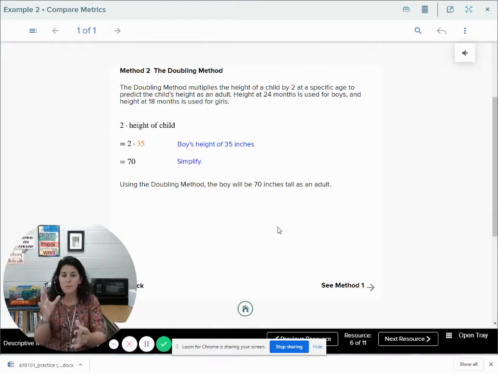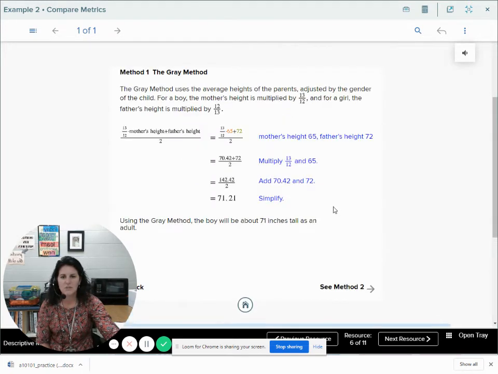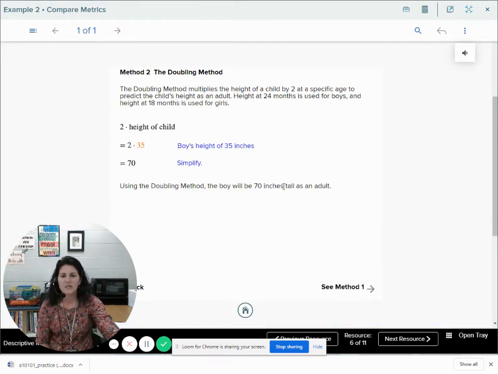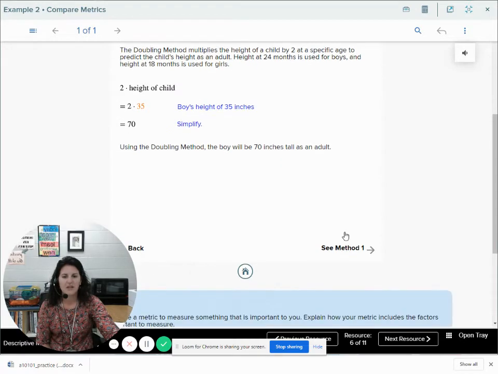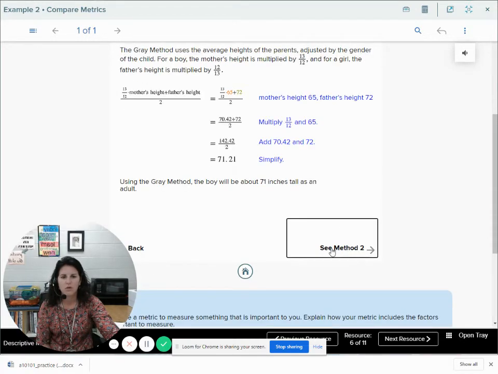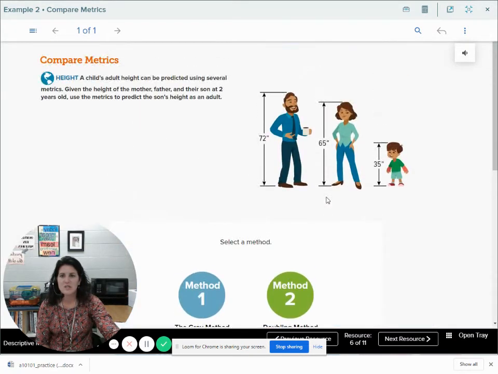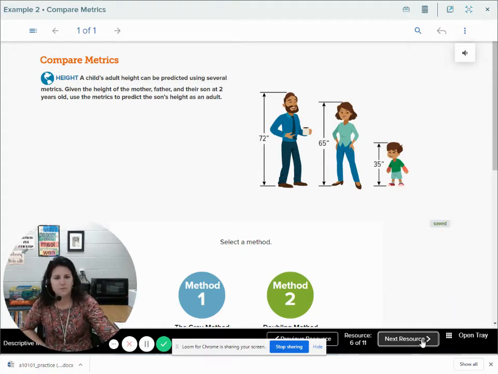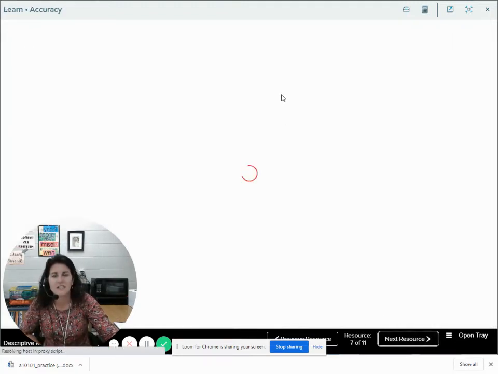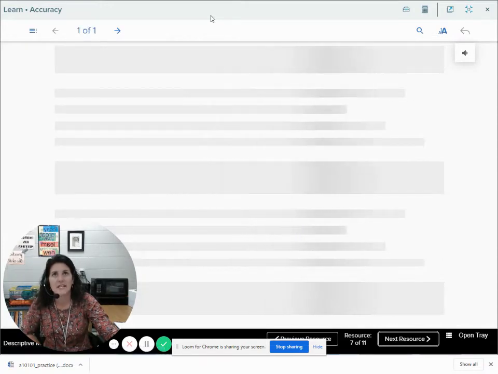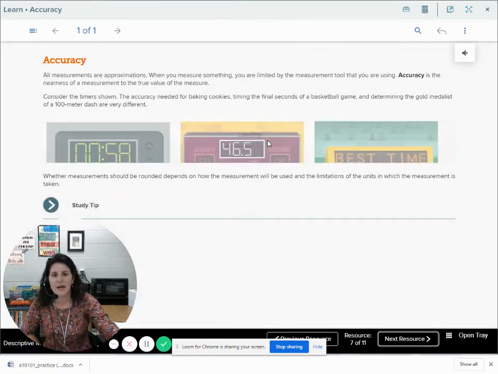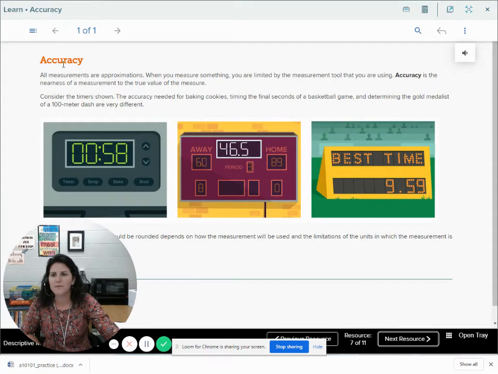So notice that they're pretty similar. The other one was 71 inches, I believe. Yes, and this one is 70 inches. Pretty interesting that both methods are so close. So this is just comparing metrics. This is comparing ways that we make estimations on a child's height as an adult based on their height and their parents' height when they're 2 years old.